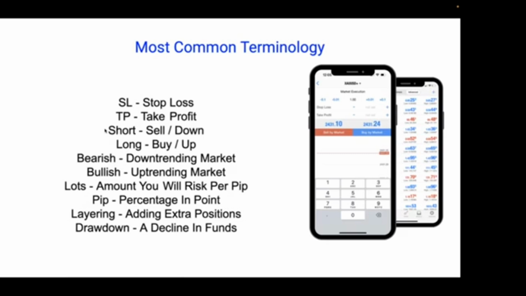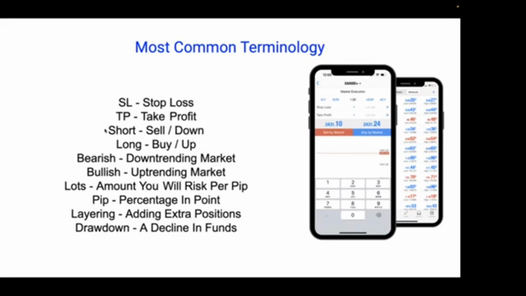We've then got two terms here, which I love. You've got the bearish and the bullish. The way that I love to remember this is bears attack downwards. That's a downtrending market. And bulls attack upwards with their horns, obviously. So that's an uptrending market. So if you ever hear or see on social media that we're in a bearish market, or you hear in the Telegram it's very bullish, that's what that means.